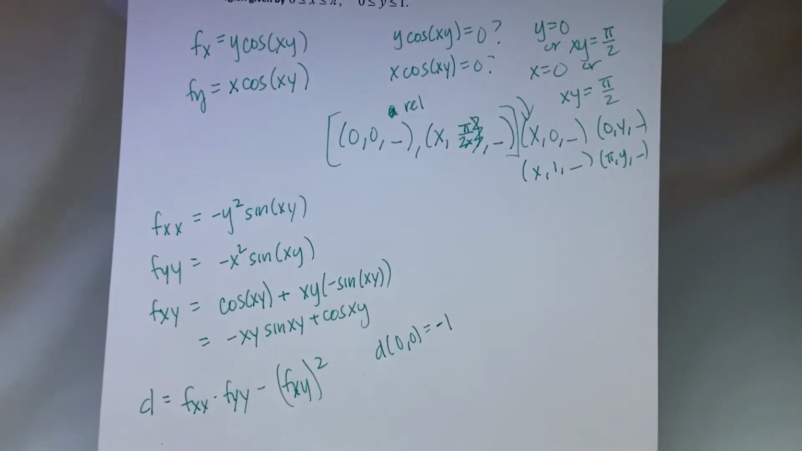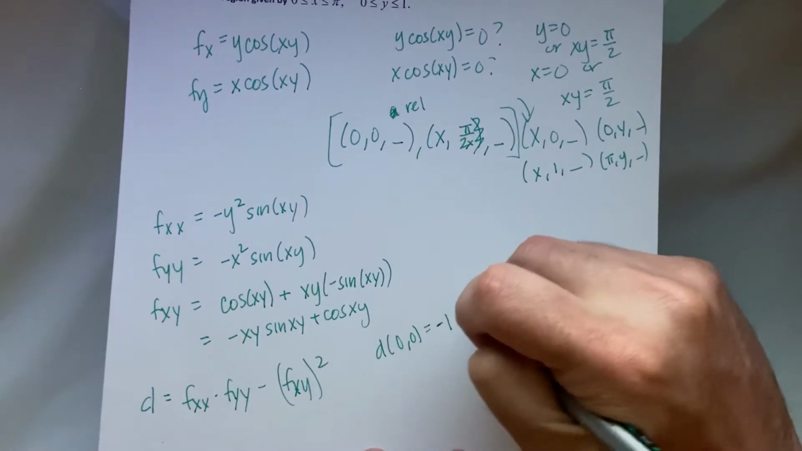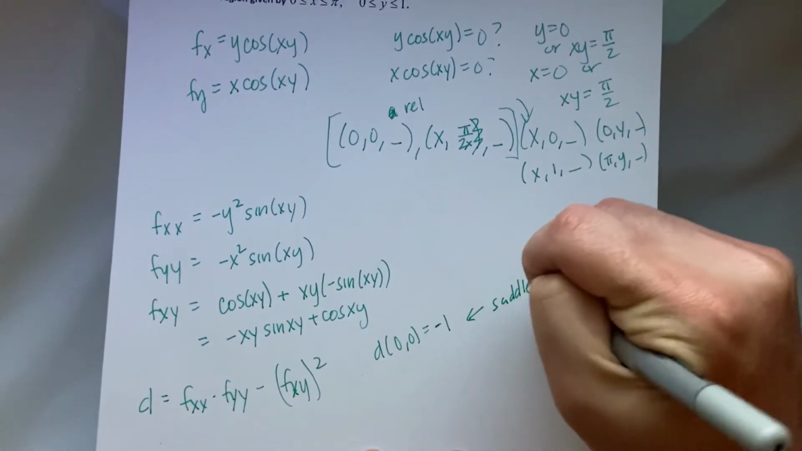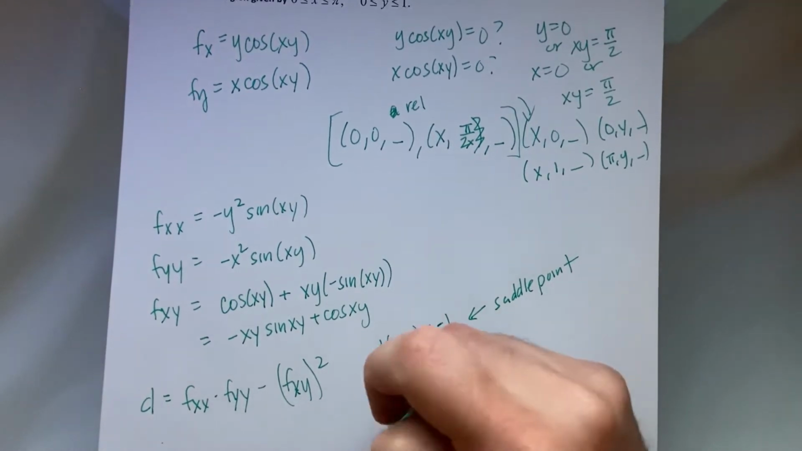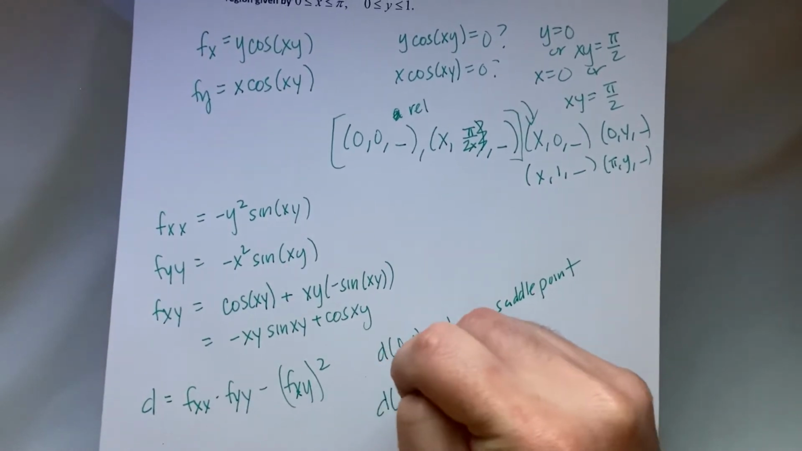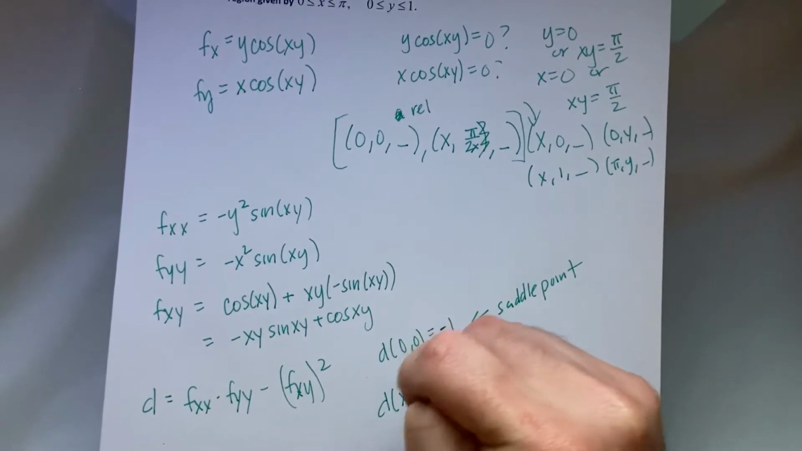Okay guys, let's finish this problem. I said D is negative. It's not inconclusive. Remember, when D is negative, this is a saddle point. If it's a saddle point, we don't have much else to do at (0, 0). What about at (x, pi over 2x)?